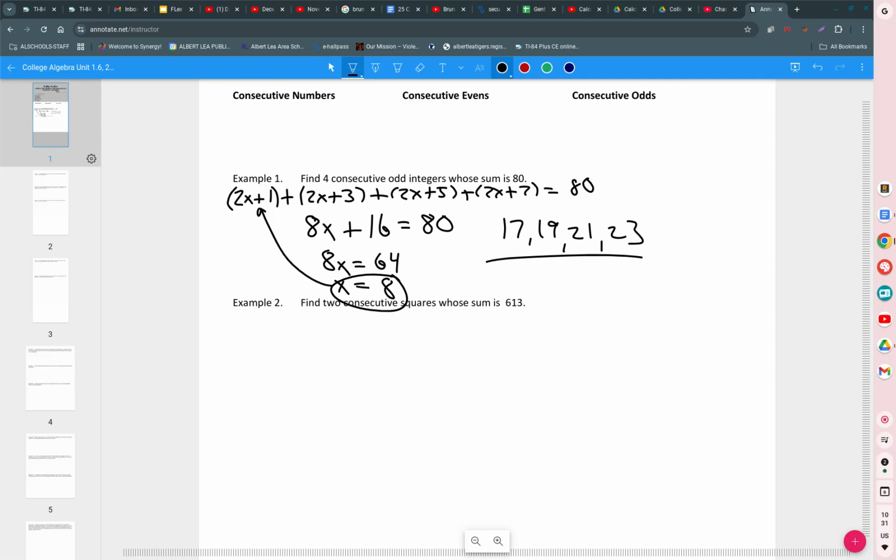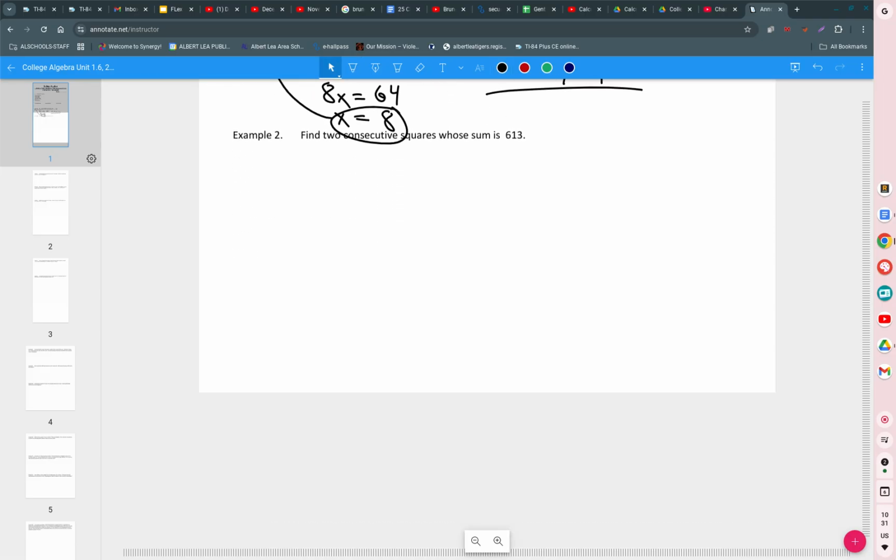Okay. Example 2: find 2 consecutive squares whose sum is 613. One of the best strategies that you can have as a mathematician is to... I had a professor in college, and he did give one piece of good advice. He said, if you don't know how to do the problem, just do the problem. And I know that sounds really silly, but we're going to employ that method here. It says find 2 consecutive squares whose sum is 613.